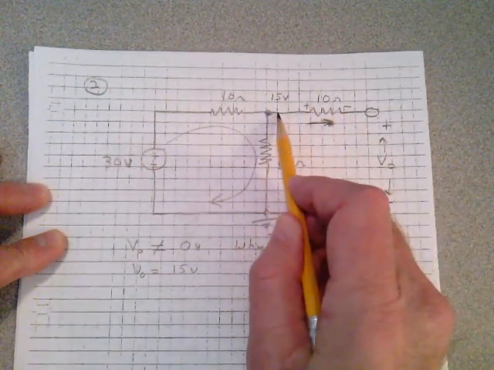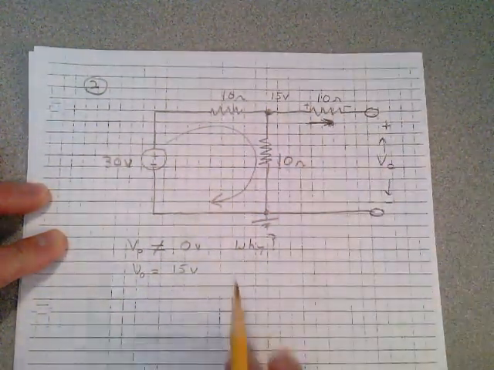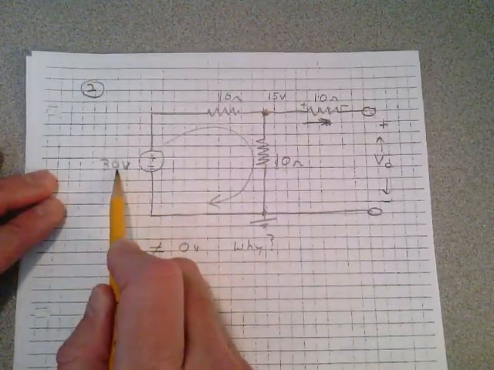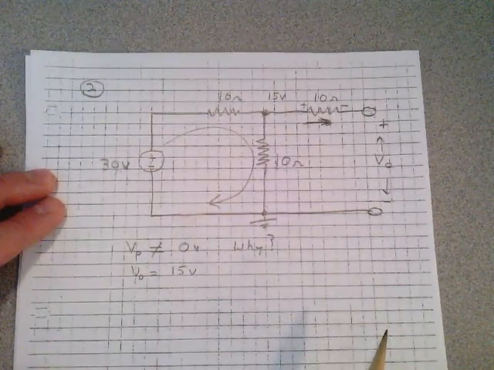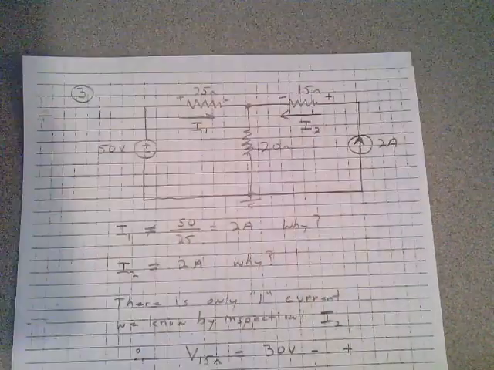If you have 15 here, you have to have 15 there. Again, don't take that 30 volts and drop it across that 10 ohms. It doesn't work that way. Let's look at the next problem.